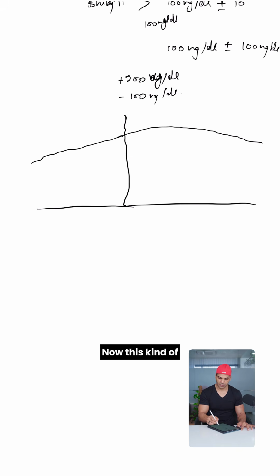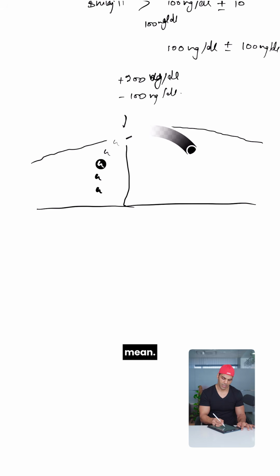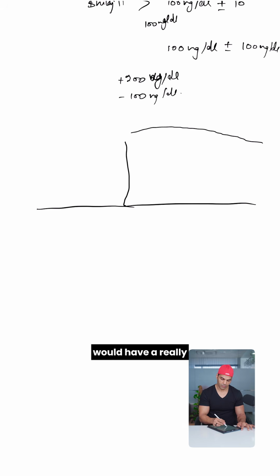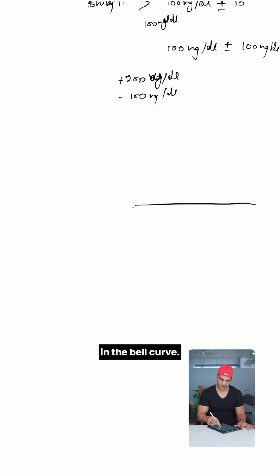Now this kind of a tendency, this is not good data. So what you want is for your standard deviation to be as small as possible, and most of the values should be centered around the mean, right? So good data would have a really good central tendency, and it will be reflected in the bell curve. Now I know these concepts can get a little bit tricky, but as you keep practicing you'll get a hang of these.